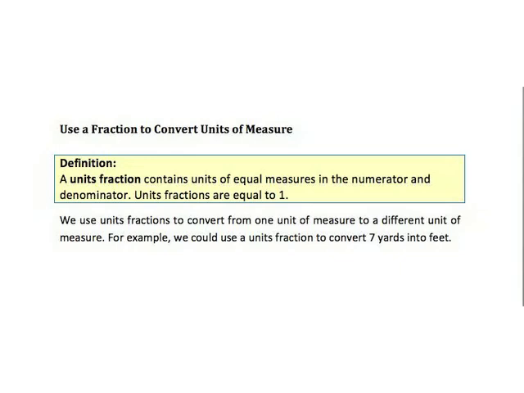Use a units fraction to convert units of measure. Let's start with a definition. A units fraction contains units of equal measures in the numerator and denominator. Units fractions are equal to 1. We use units fractions to convert from one unit of measure to a different unit of measure. For example, we could use a units fraction to convert 7 yards into feet.